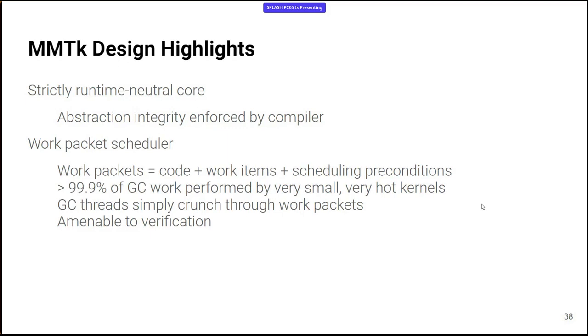So as a GC designer, your job is to write these kernels. If you have to write new ones, you may not have to, because you could maybe reuse ones that have already been written that do what you need, and define the predicates. So this thing can fire after that work's completed. So you can't start moving objects until the roots have been traced, or things like that.